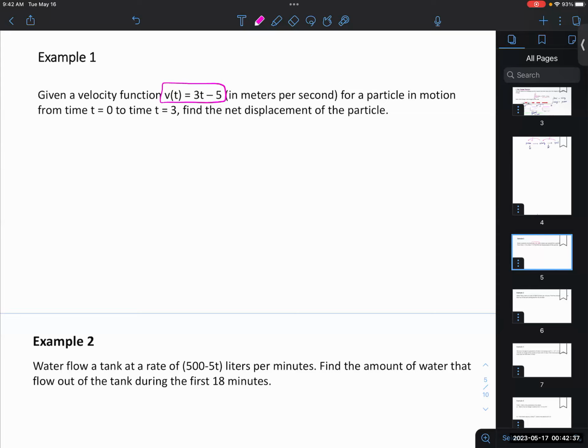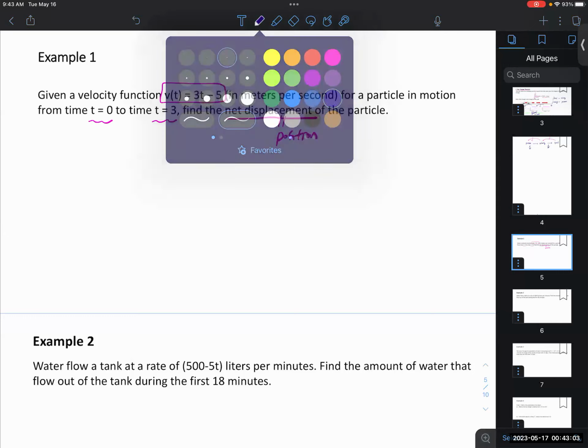So anyway, given a velocity function, 3t minus 5. So the velocity is changing over the time for some particle in motion. From time t equals 0 to t equals 3, find the net displacement of the particle. So what they're saying, the net displacement means they're looking for the position function's change between 0 and 3. So step 1 is, what do you guys think?